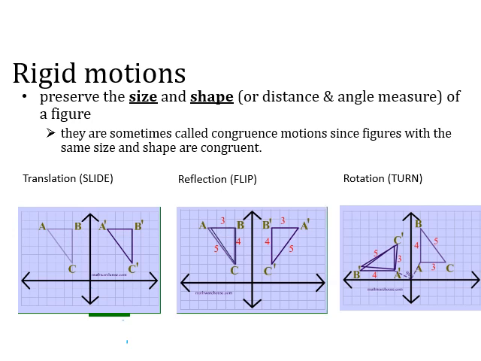These three types, if you have noticed, keep the geometric figures the same. So we have congruence in motion, because the figures have the same size and the same shape. So ABC, which is the pre-image, is congruent to A prime, B prime, C prime.